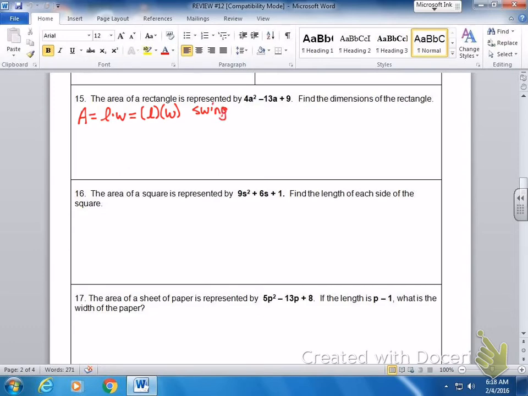Now, of course, we want to check for GCF. In this case, there isn't one, but we've already done some of the GCFs, or the swing method, so I think you'll be all right there. 16 is exactly the same thing. It's just talking about a square. If you remember a little hint I gave you in class, it might save you a little time, but I don't think that one's going to be too tough. Just use the swing method again.